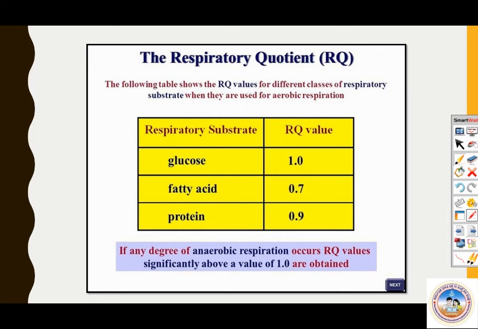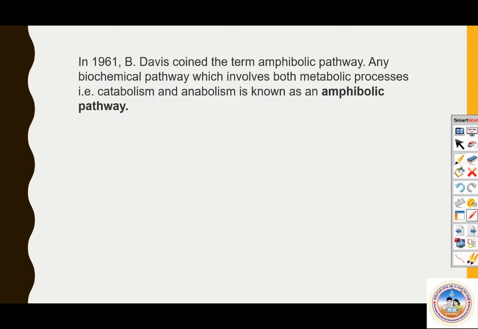Now the next one is the amphibolic pathway. Next we are going ahead with the amphibolic pathway. Now children, in the year 1961, B. Davis coined a particular term, amphibolic pathway. Now what is it? Any biological pathway which involves both metabolic processes, that is catabolism and anabolism.